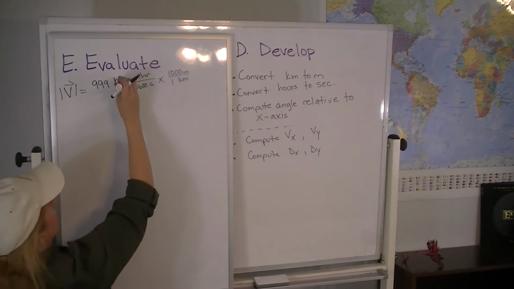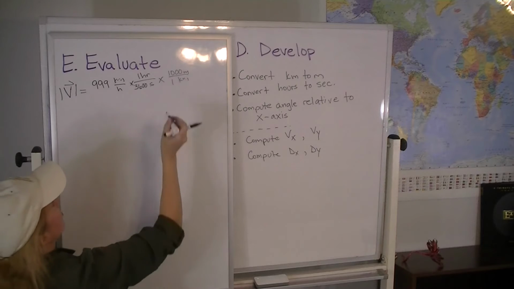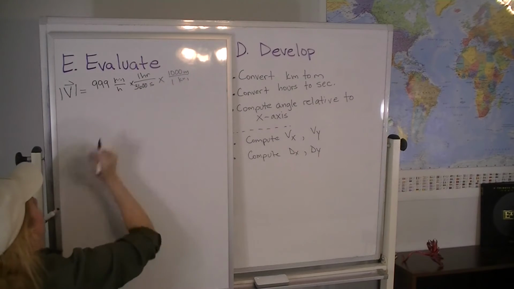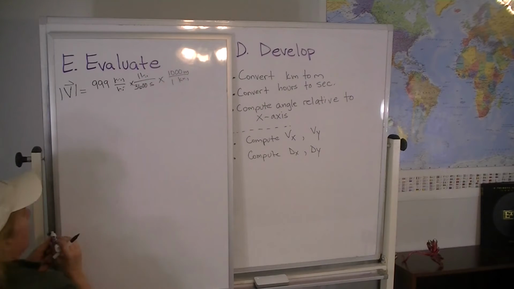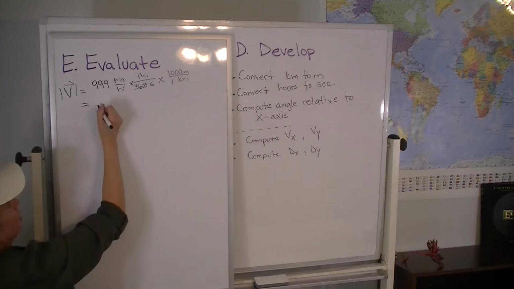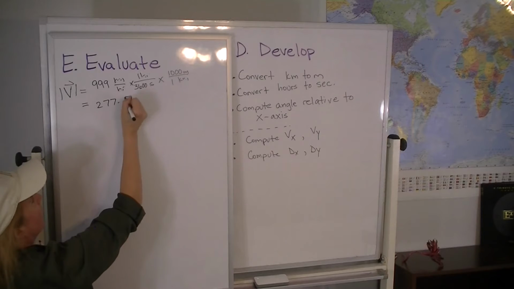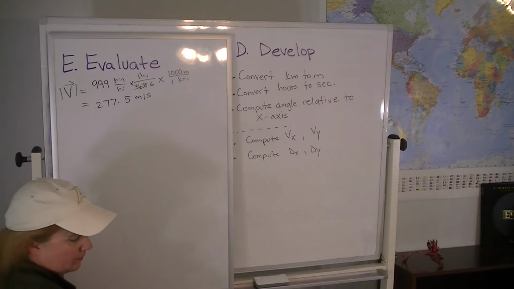We've got kilometers canceling out kilometers, and I'm not trying to erase, it's supposed to be purple. Okay, we've got hours here canceling out the hours, and we end up with an answer of 277.5 meters per second. We can work with that.